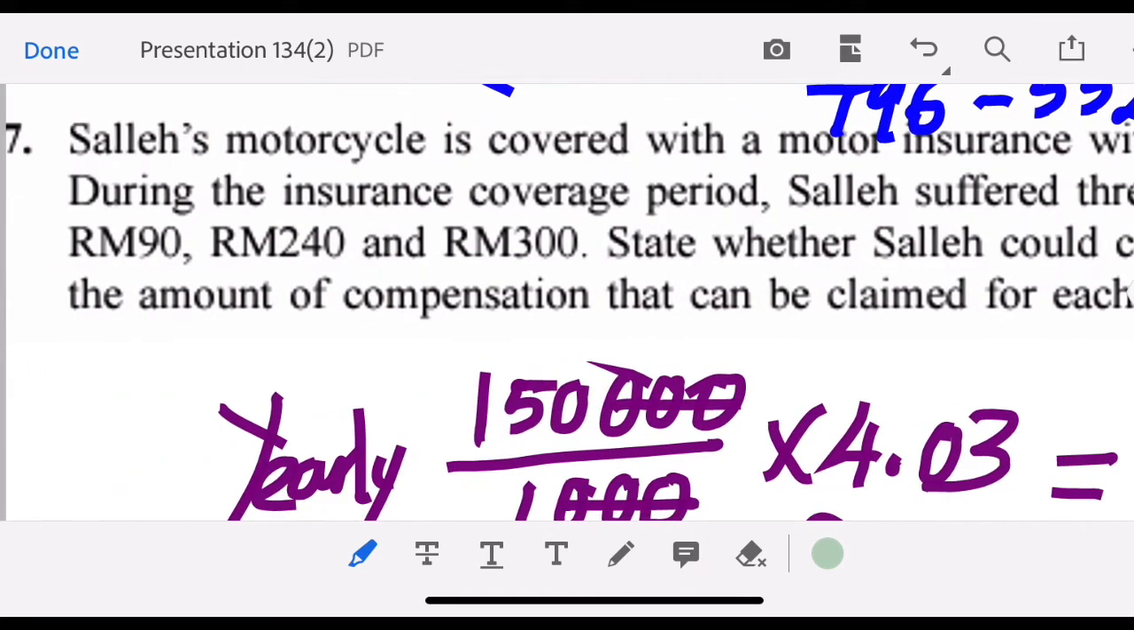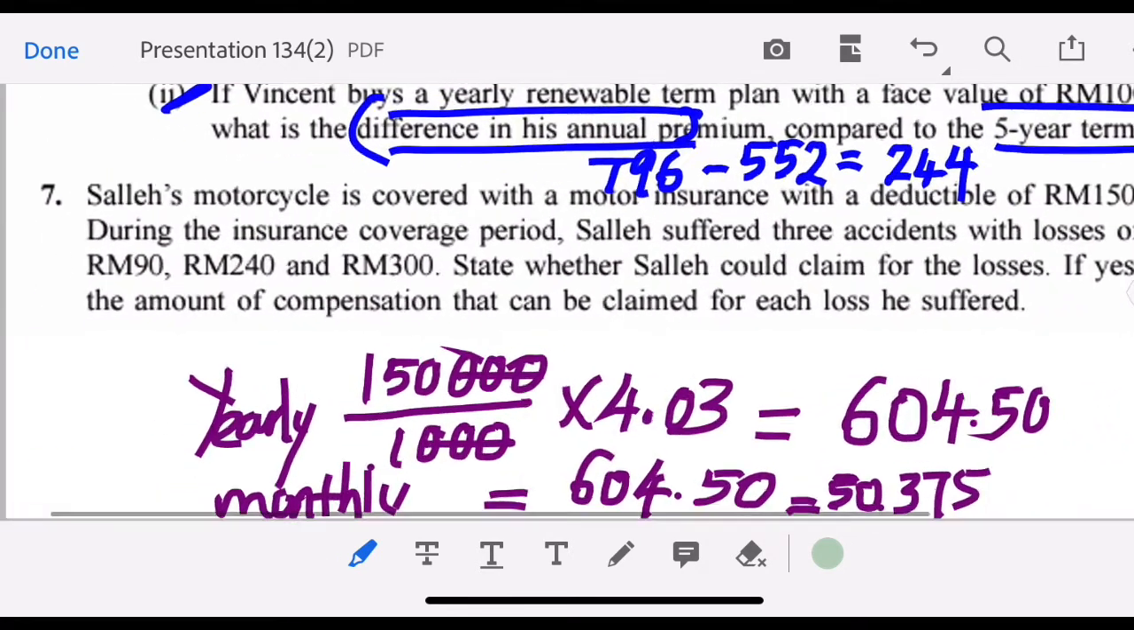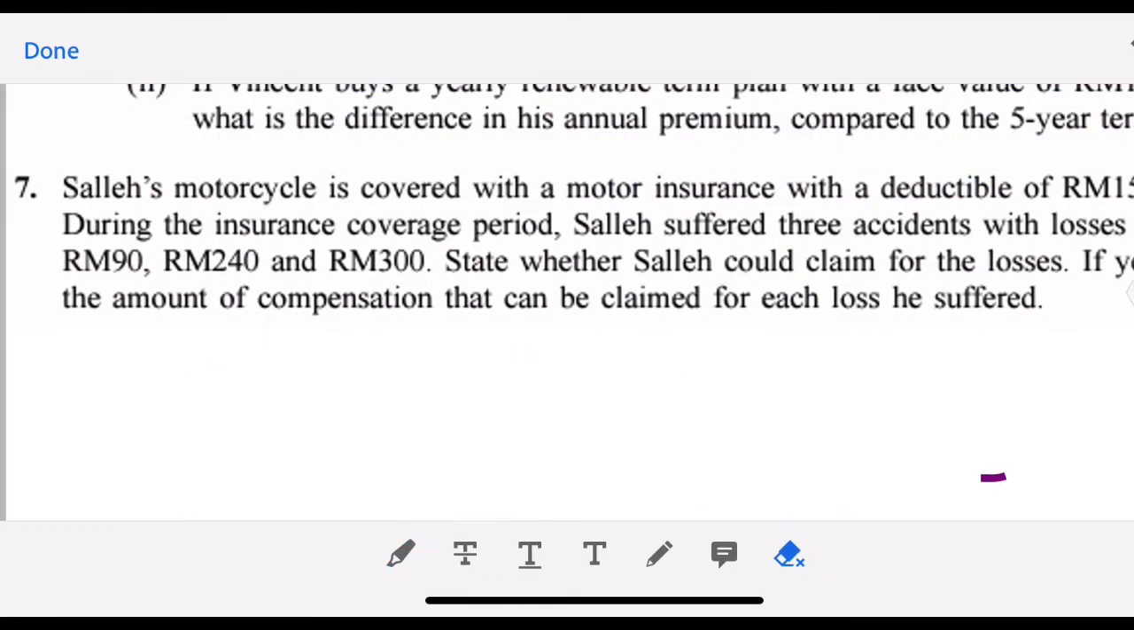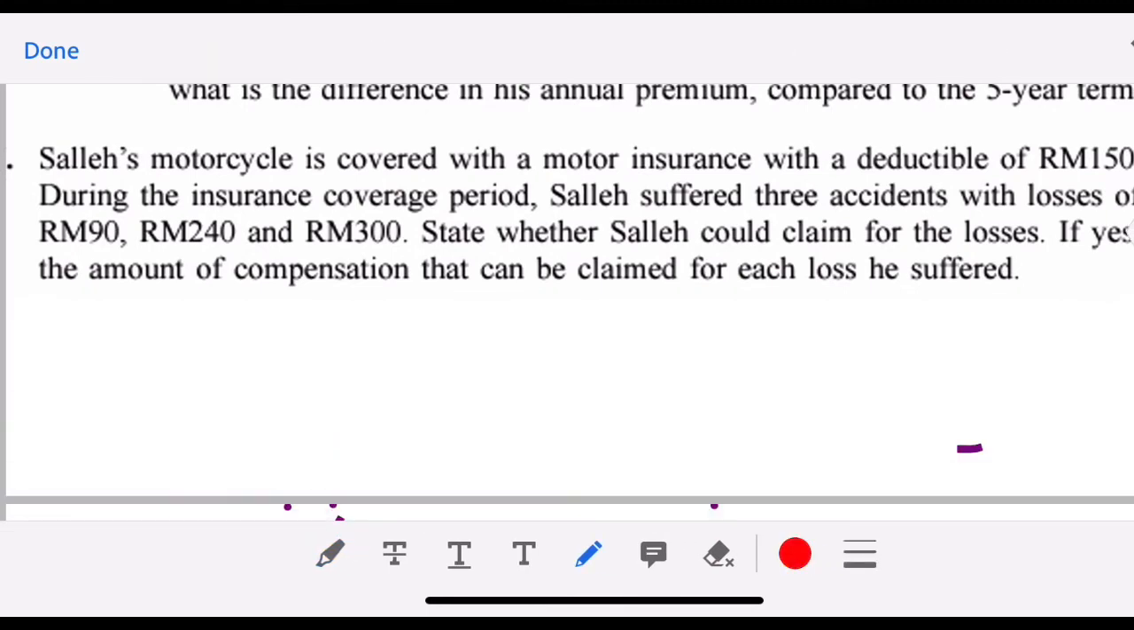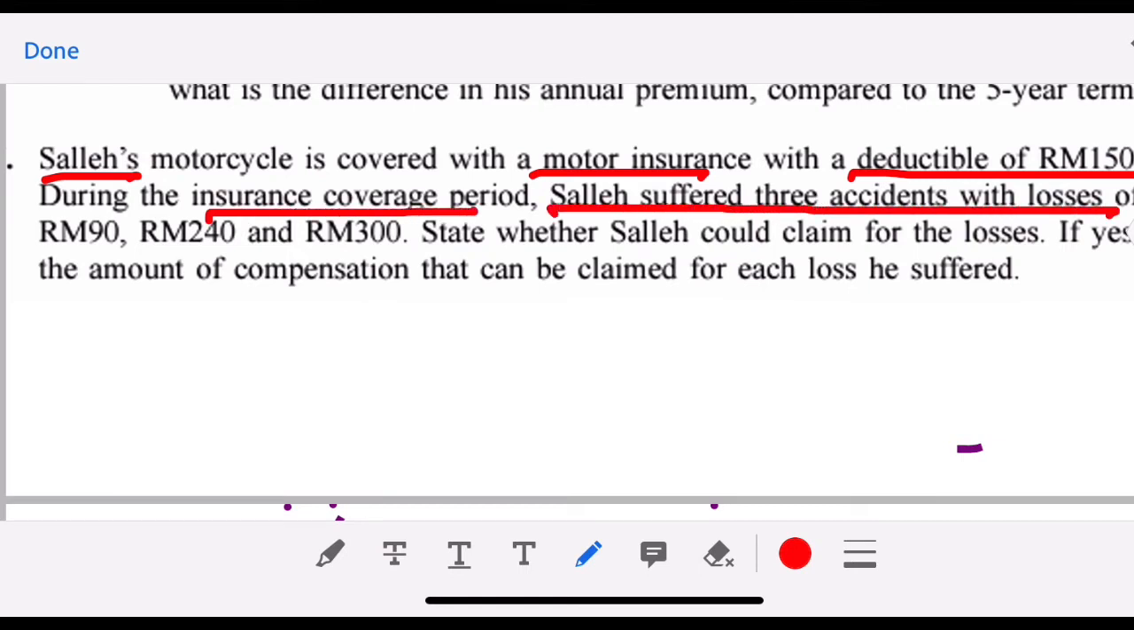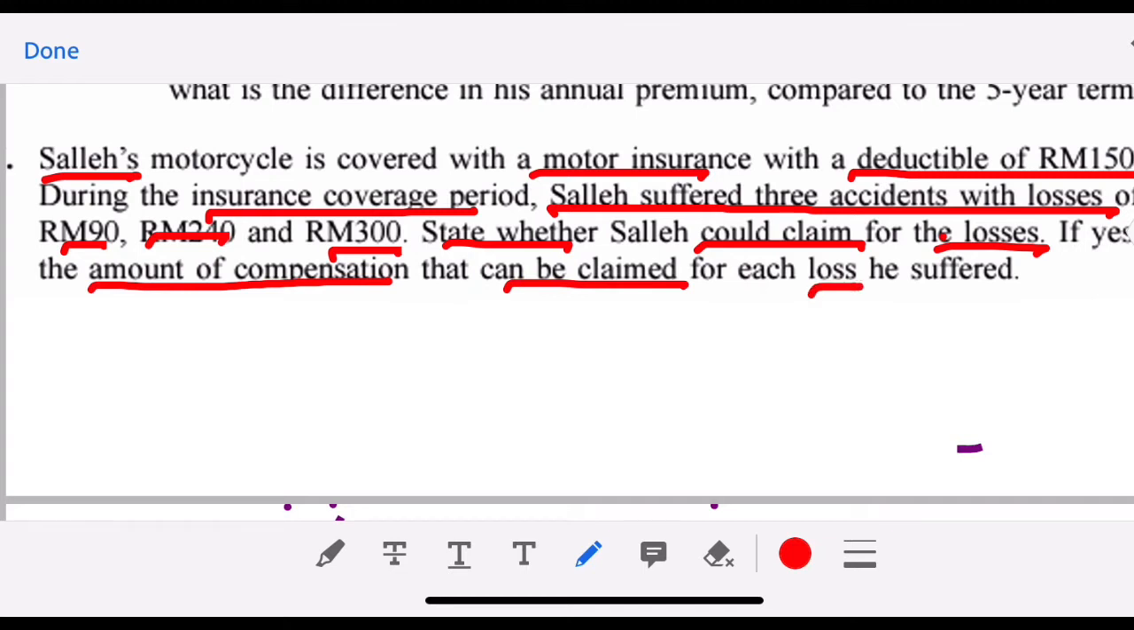Alright, let's proceed to the next question. For the next question, number 7, Saleh's motorcycle is covered with motor insurance with a deductible of 150. The deductible amount is the amount that needs to be borne by Saleh. During the insurance coverage period, Saleh suffered 3 accidents with losses of 90, 240 and 300. State whether Saleh could claim for the losses, and if yes, the amount of compensation that can be claimed for each loss suffered.